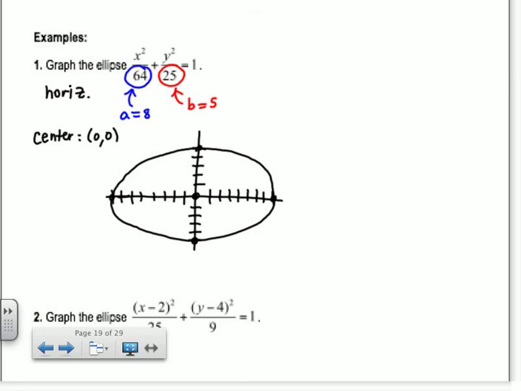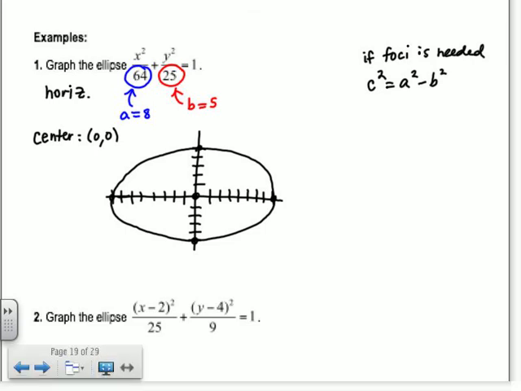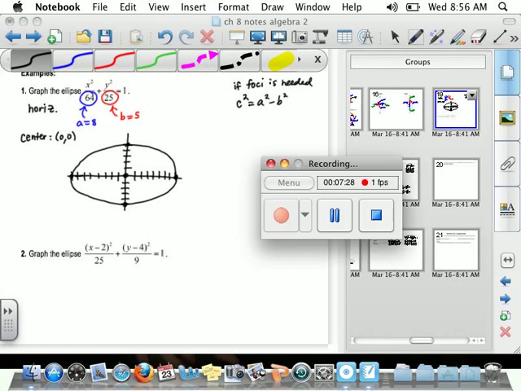All right, what if I asked you for the foci? How would you find the foci? So I didn't ask you that. I just said to graph the ellipse. But if I asked you to find the foci, then you would do c squared equals a squared minus b squared. So if you need to find the foci, then you would do that. All right, so the next one. You guys want to try this one? All right, I'll let you guys try this, and then I'll go around and check.